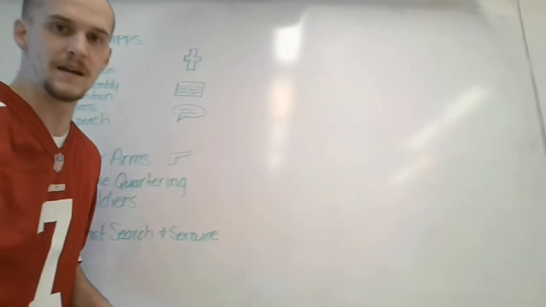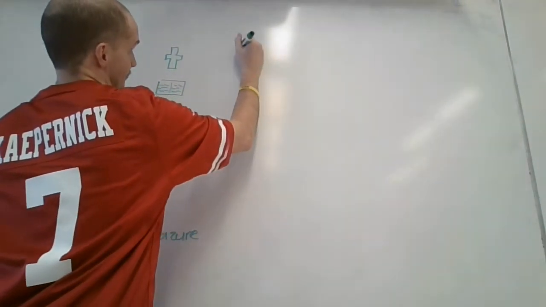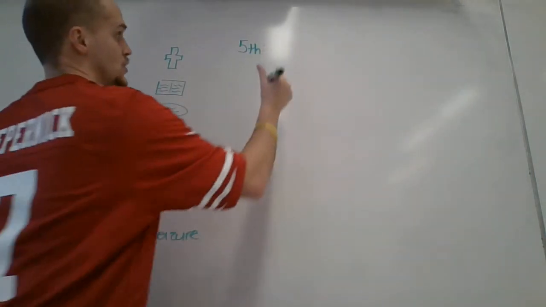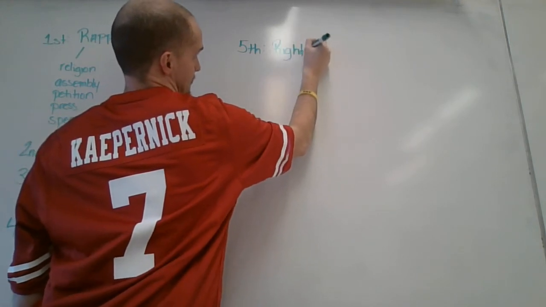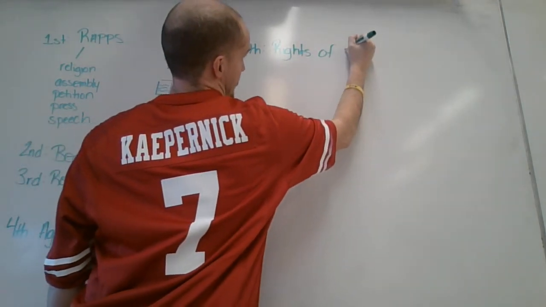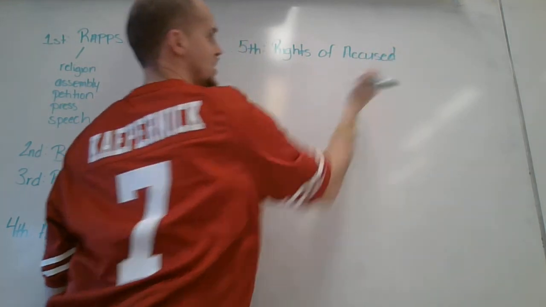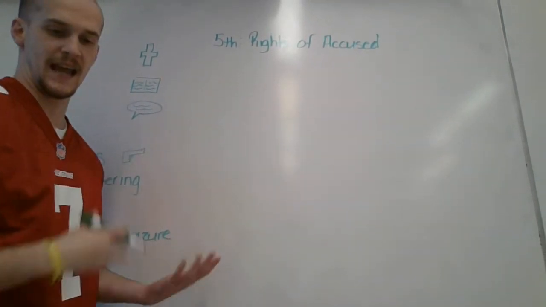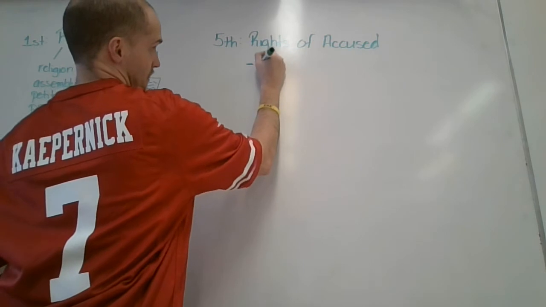The Fifth Amendment. The Fifth Amendment are the rights of the accused. So these are rights that an accused individual has if they are accused of committing a crime. One is to know the crime they're being charged with.